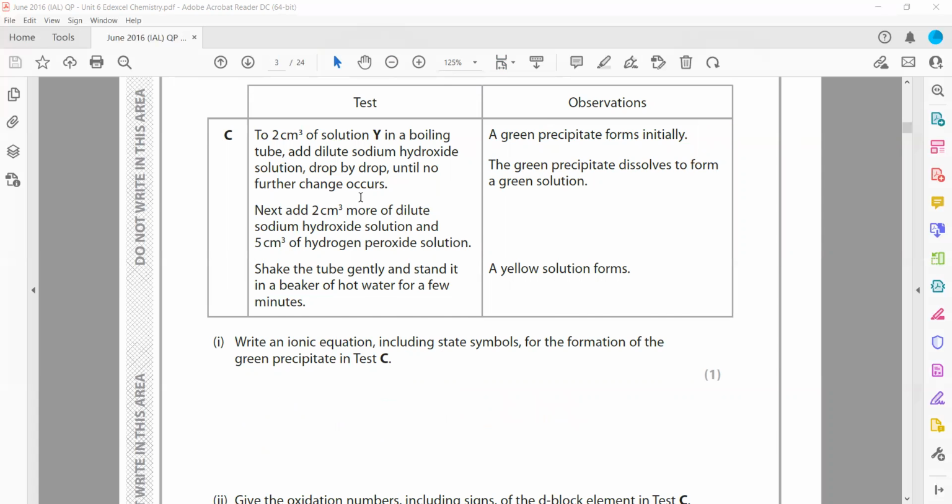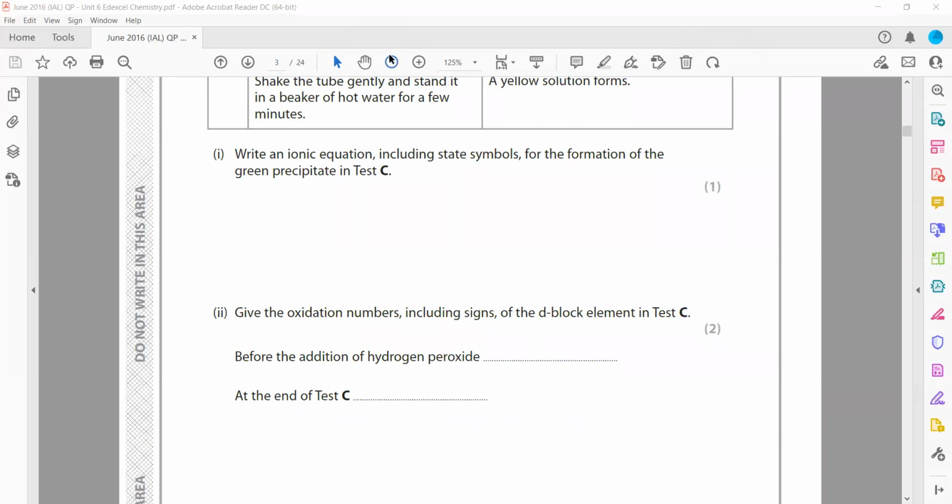Then give the oxidation number before adding hydrogen peroxide. So before adding hydrogen peroxide, it was plus 3, but after it will become plus 6. The reason is hydrogen peroxide is an oxidizing agent, so it converts chromium plus 3 to plus 6.